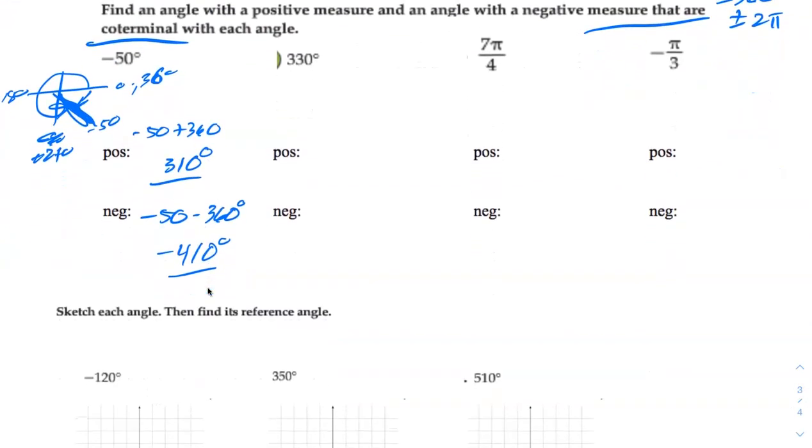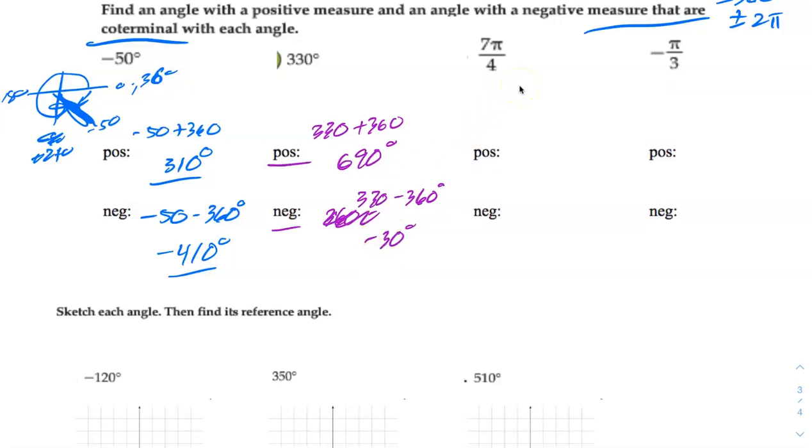So next one, same idea. Find a positive coterminal angle for 330. I'm just going to add 360 to it and get 690. Find a negative coterminal angle, just subtract 360. So I get negative 30.